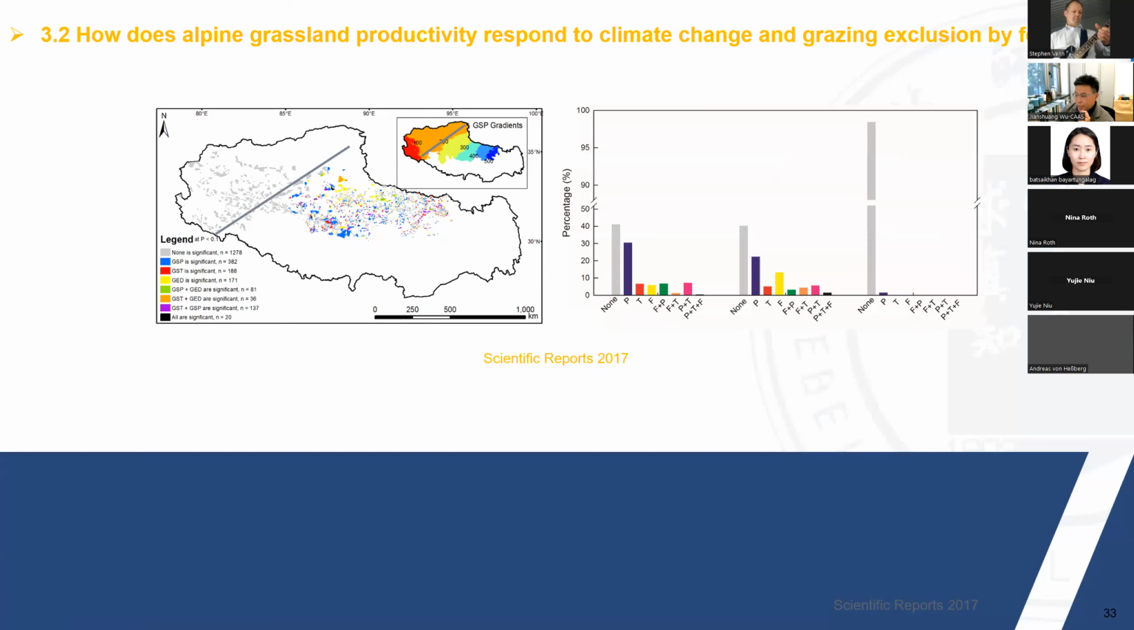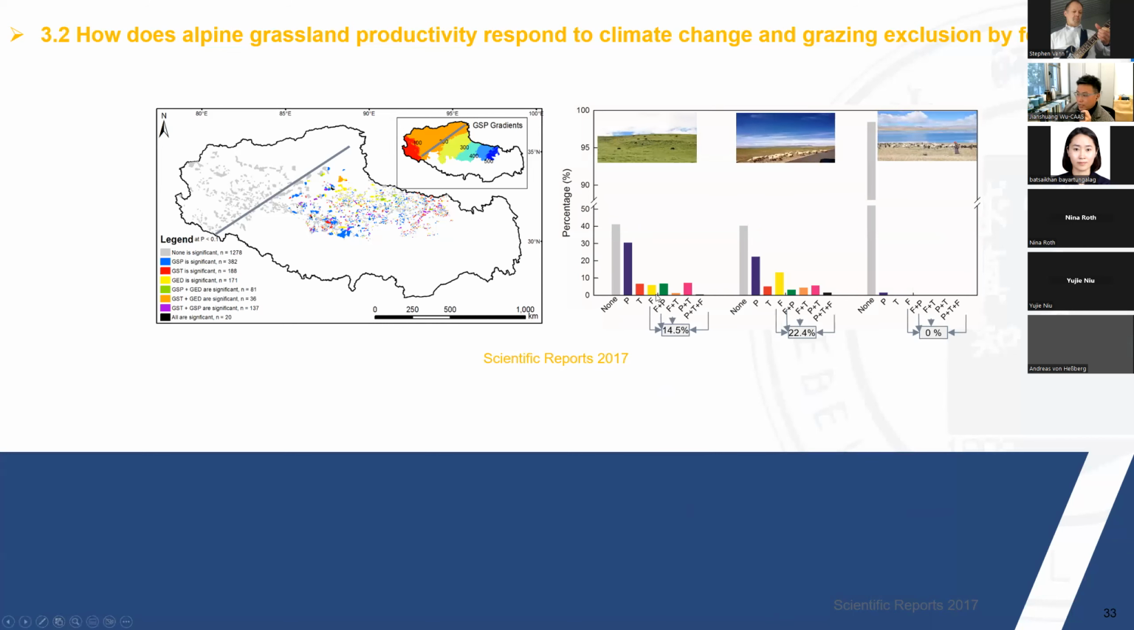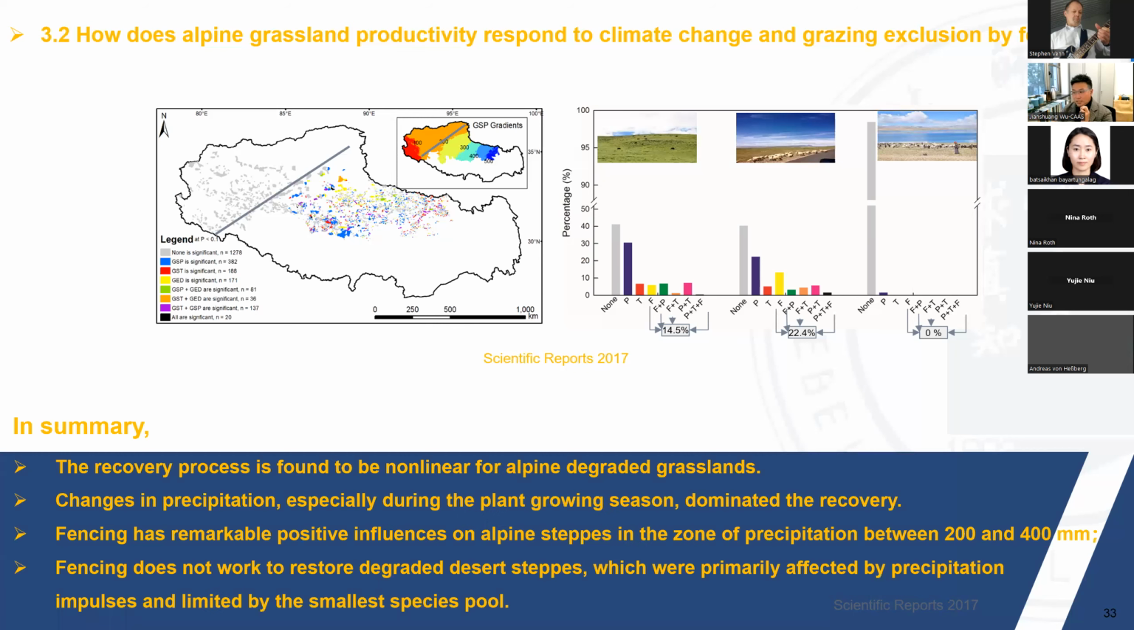So when we make a summary, we can see fencing has significant effects. Only 15% of fenced areas in meadows are significantly affected by fencing, and only 22% of fenced areas in steppe zones are affected by fencing, and in desert steppe there were no significant effects by fencing. So these findings have already been reported to the government for policy updating. So now fences have ceased to be built in desert zones.